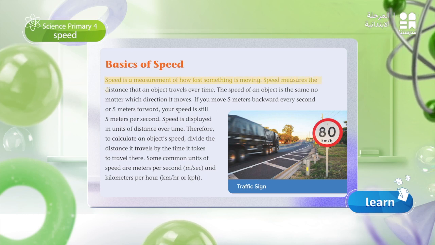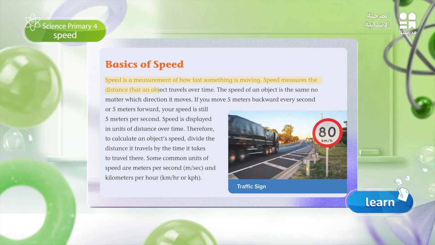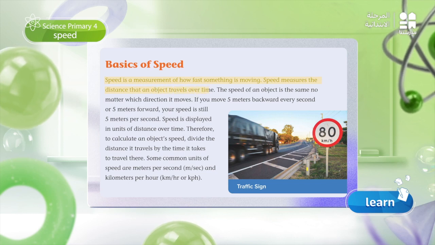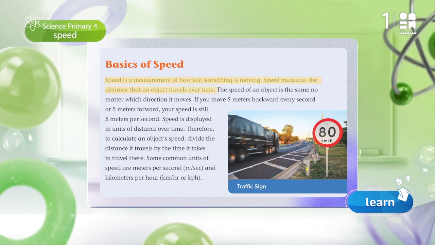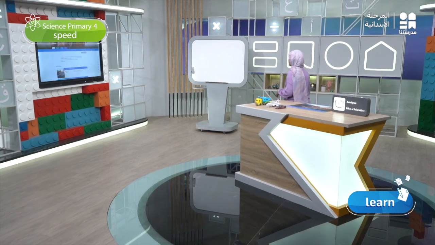Speed measures the distance that the object travels over time. Speed measures distance per time. Let's begin analyzing what this means in a simple way. Speed is a measurement of how fast something is moving. Speed measures the distance that an object travels over time. I'll draw, for example, a car on the board.